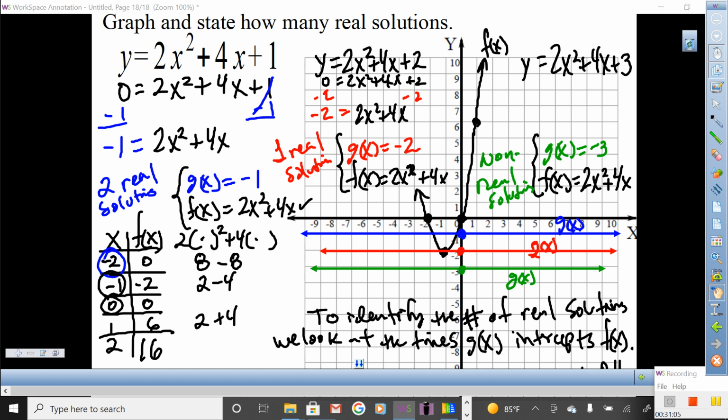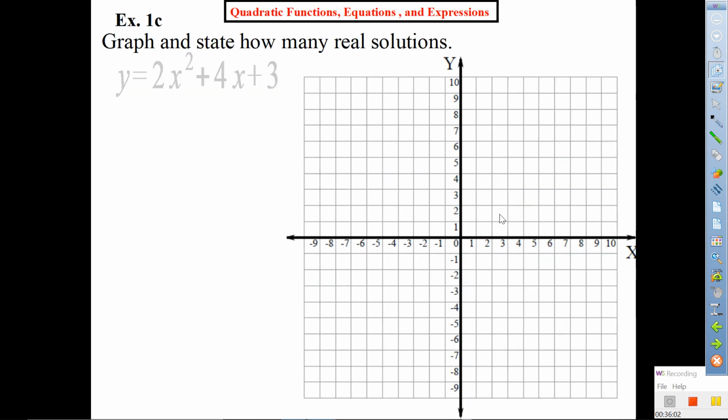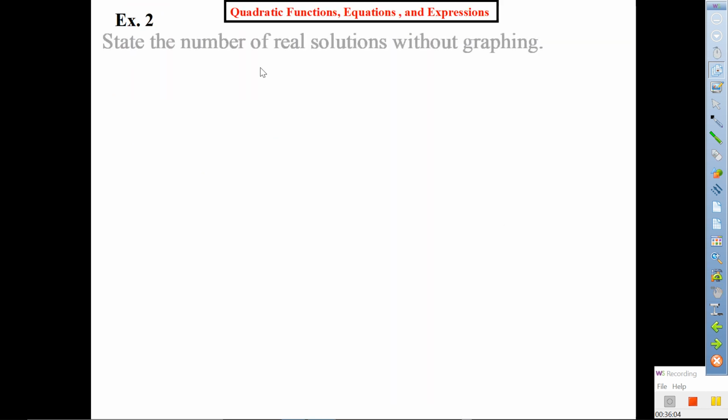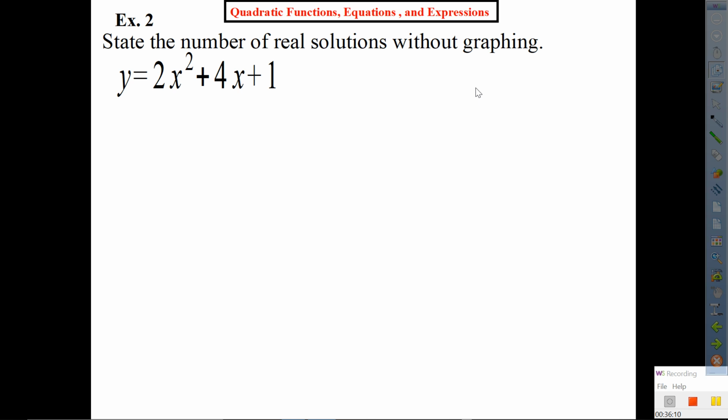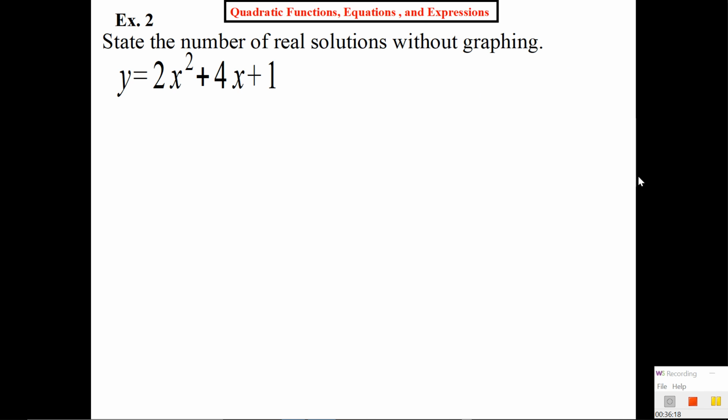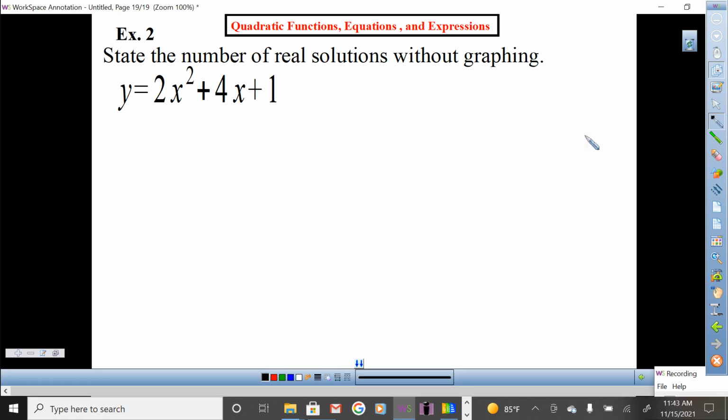So in your Cornell notes, write this down, please. Example 2. State the number of real solutions without graphing. Without graphing. And it's the same equation. I'm going to give you the same equation, but now without graphing. I'm going to show you how to find it without graphing. Okay? Here we go. On the right side, I'm going to give you steps. Easy steps to remember, which we've already been using. Step number 1.